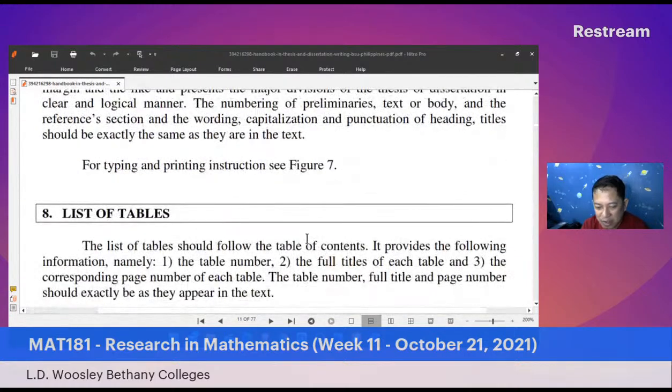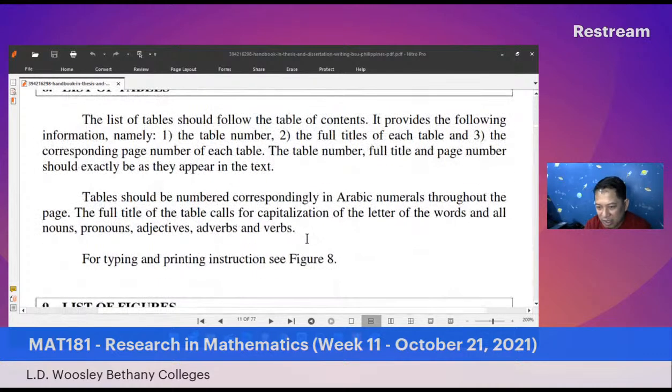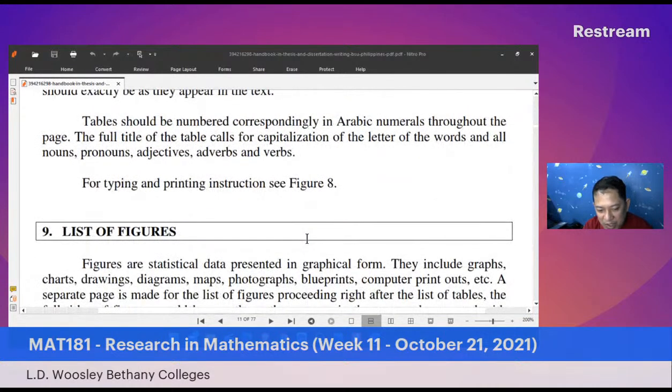So list of tables, so if there are tables, most especially on the results of your research. So after you have gathered data, you have already this tabulation, you may use tables, no? Table number, the full title of each table, corresponding page number, etc. So you have the list of tables and the list of figures that you have used. That would perhaps start even in chapter 1.